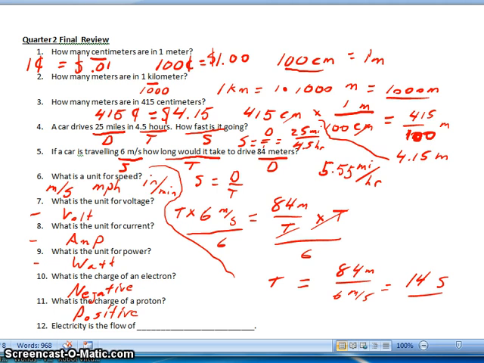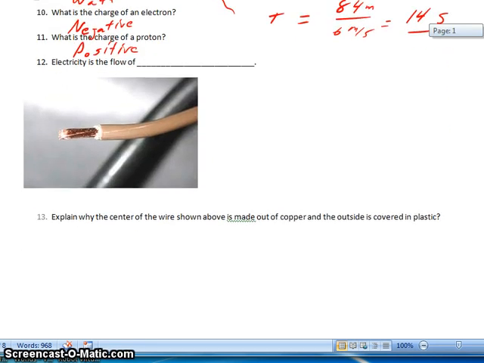All right, and then we have a few more here. Electricity is the flow of what? It's just the electrons.